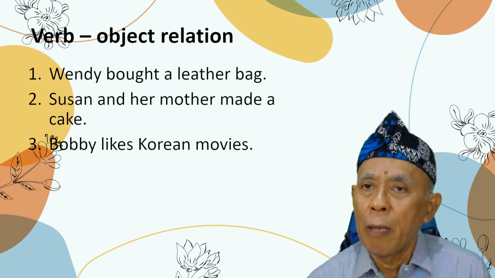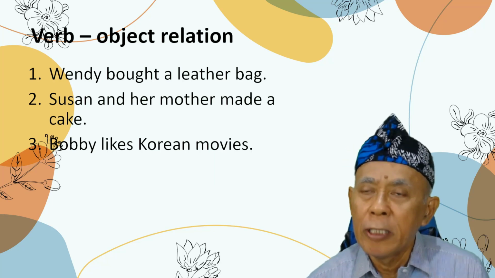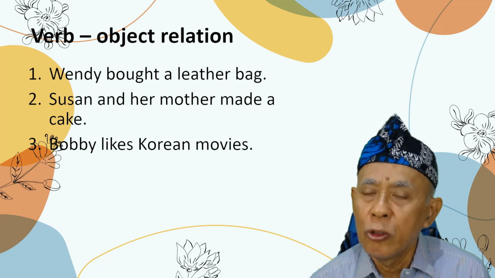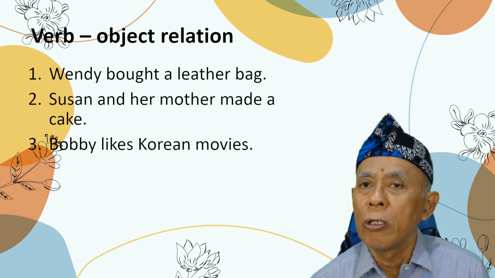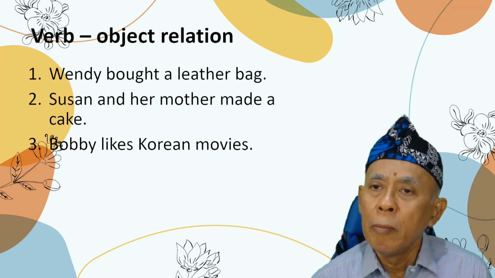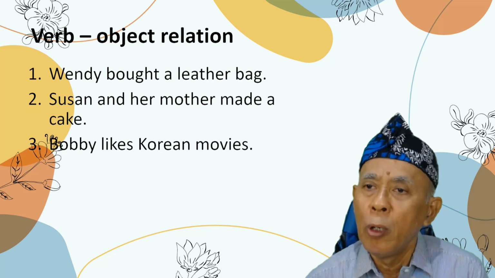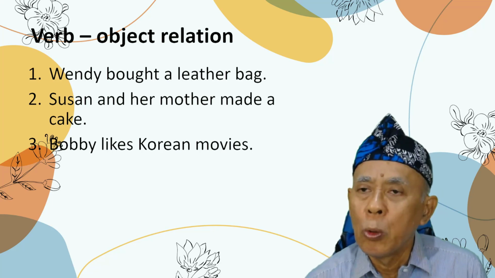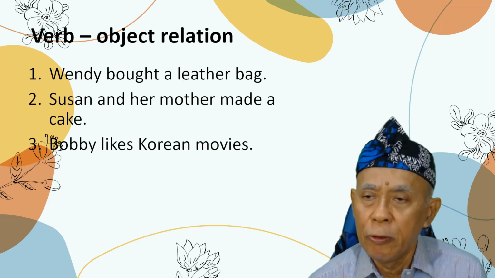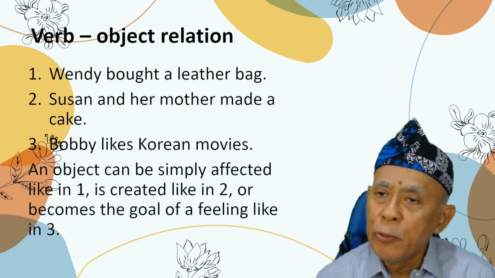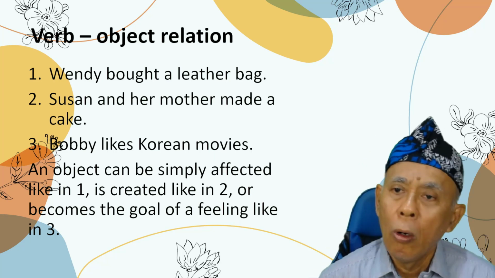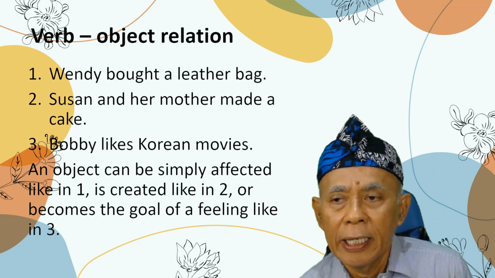Whereas in the first example, a leather bag is only affected. It's a move from one place to another place. In the second example, the cake comes into being. It's now here because of the action. In the third example, Bobby likes Korean movies. The movies are not affected by whatever Bobby does, and it only becomes the goal of Bobby's feeling. The feeling of Bobby here is directed to the Korean movies. So an object can be simply affected, like in 1, created, like in 2, or just become the goal of a feeling, like in 3.